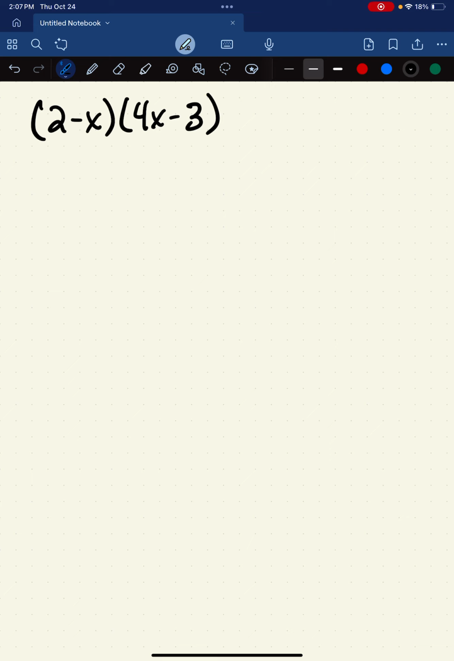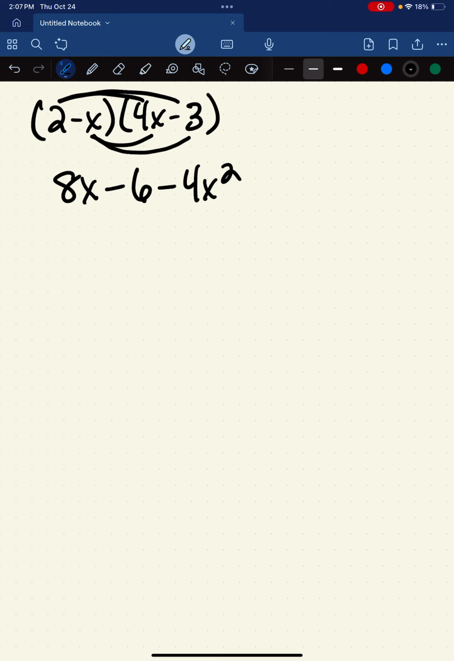I won't draw the arrows this time, but, well, we did box last time, so I will draw the arrows this time. So we get 2 times 4x, which is 8x, and we get 2 times negative 3, which is negative 6. Then we get negative x times 4x, which is negative 4x squared. Then we get negative x times negative 3, which is positive 3x.